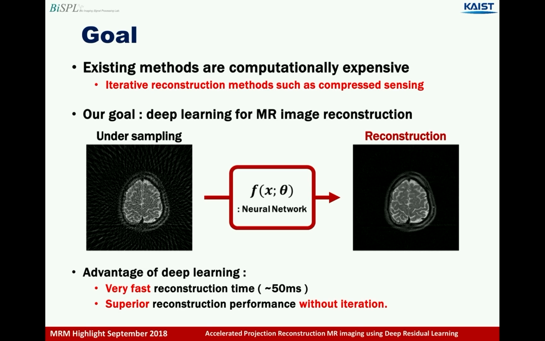To solve this problem, existing methods such as iterative reconstruction methods, some compressed sensing or total variation, are computationally expensive. So our goal is to use deep learning for MR image reconstruction. Its advantages are as follows. First is very fast reconstruction time. Second is superior reconstruction performance without iteration.